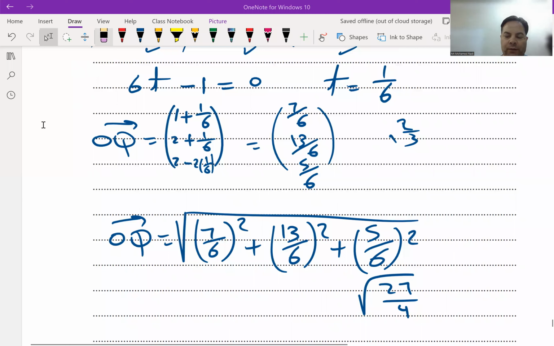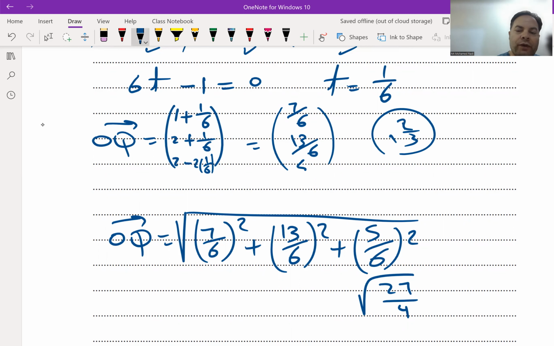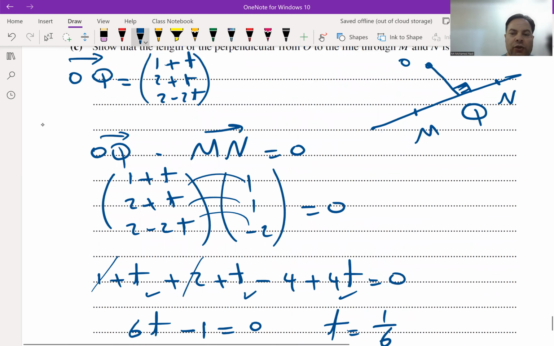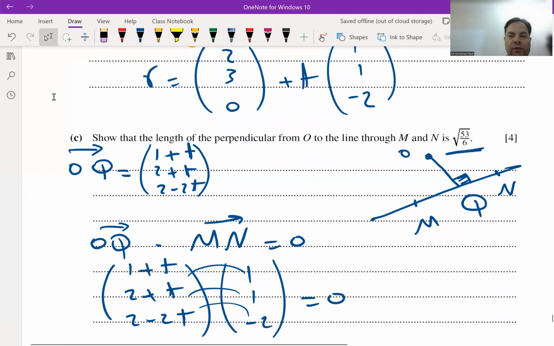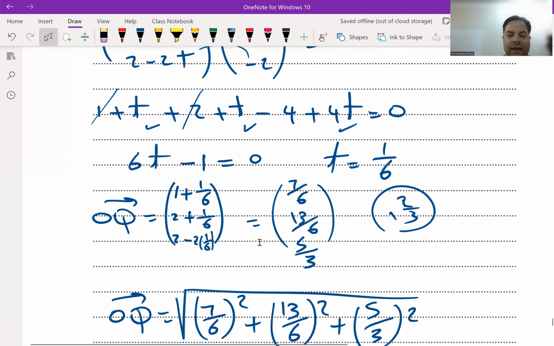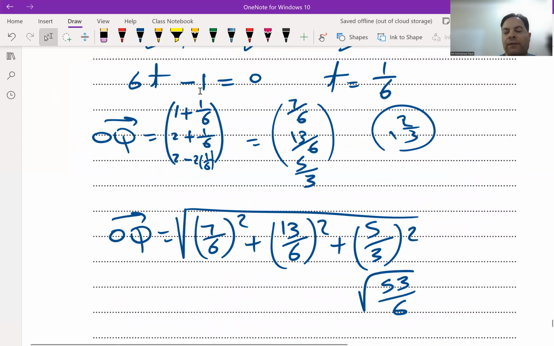Sorry, we have made a mistake in this calculation. I wrote 5 over 6 here, but it's 5 over 3. So I will change it here to be 5 over 3. So the final answer after simplification will be 53 over 6. I discovered that because he asked us to show that. So when you revise it, you will find your mistakes. So the exact final answer is the square root of 53 over 6 length units. This is the exact value, so keep it like this. Thank you.